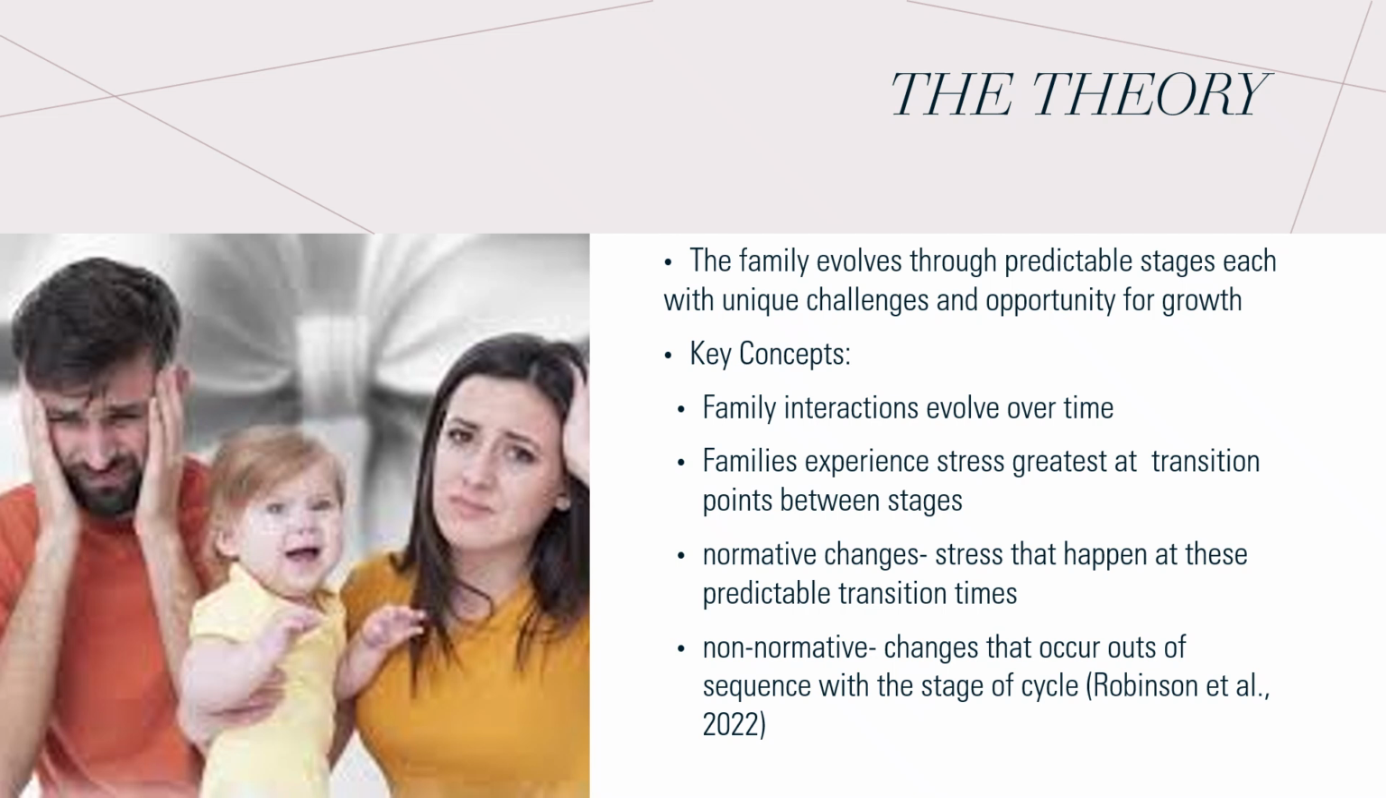The key concepts for this theory are that the family interacts and evolves over time. The family experiences stress greatest at transitions between these stages. These are 7 different stages that he has created. There are normative changes that occur at the predictable transition times, and non-normative changes that occur outside the sequence and outside of the stage and cycle. For example, if someone was to die at age 35 instead of in their 70s or 90s.